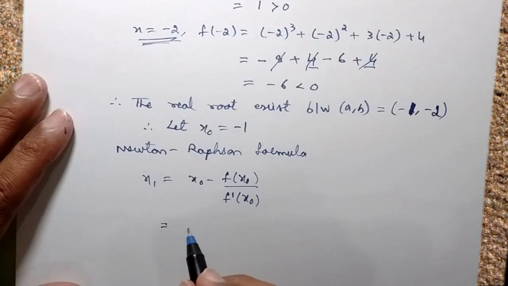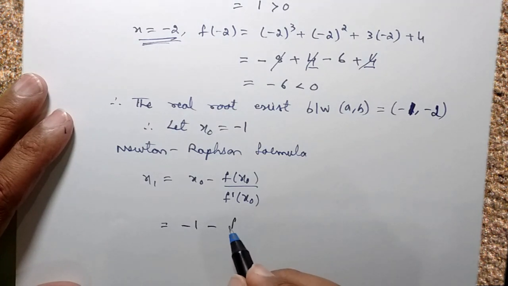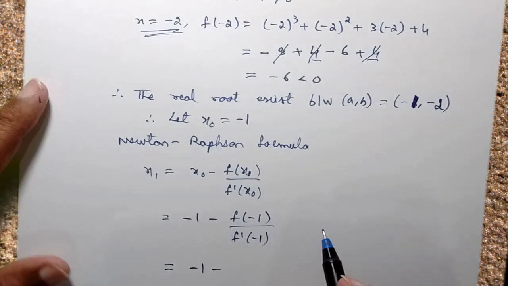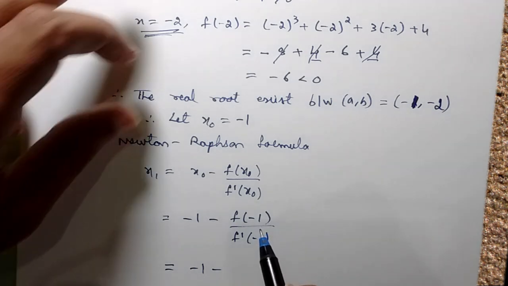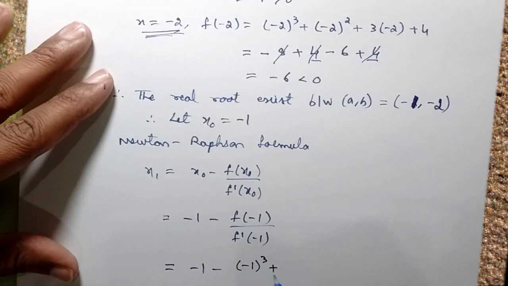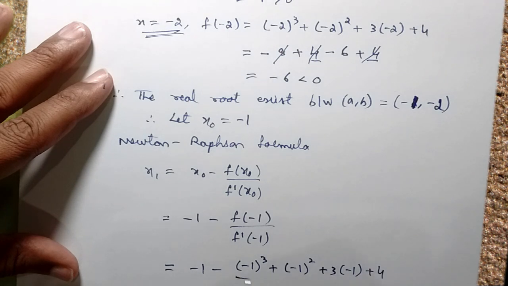x naught value is how much? Minus 1 minus f of minus 1 divided by f dash of minus 1. So minus 1 minus, what is f of x? In place of x you put minus 1. So it becomes minus 1 whole cube plus minus 1 whole square plus 3 times minus 1 plus 4, whole divided by f dash. f dash value is 3x square plus 2x plus 3, with x value minus 1.